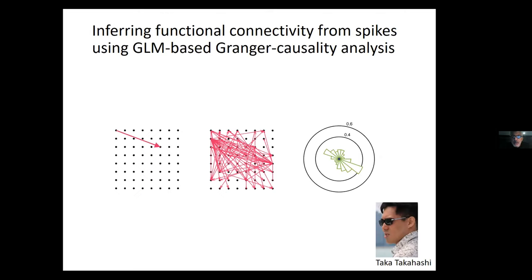This is work that Taka Takahashi has done in the past, using a GLM-based Granger causality analysis to infer functional connections between units recorded on different electrodes. The essential idea is you're trying to predict the firing rate of one neuron right here based on the past responses of another neuron recorded on this electrode, and use a GLM to infer these connections.